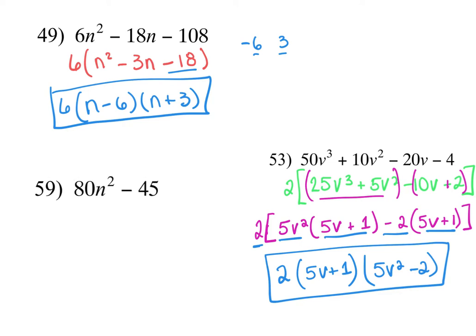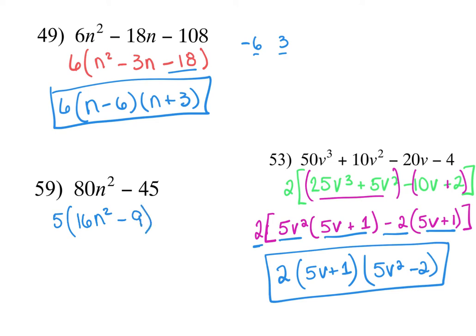Again, your first step's to take out a common factor. What's in common between 80 and 45? Yeah, 5. And in 0 or 5, it's a 5. All right, so if I take out a 5, I'm going to get 16n squared. And if I take out a 5 here, I'm going to get 9. So now that's what I have left over.